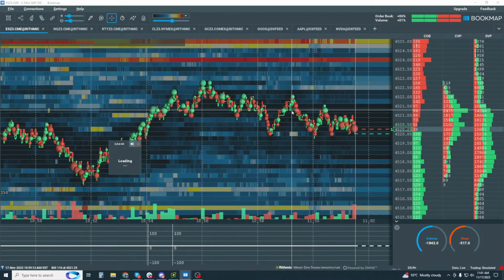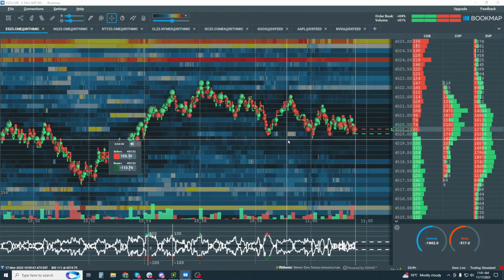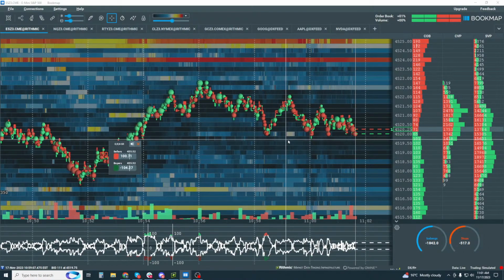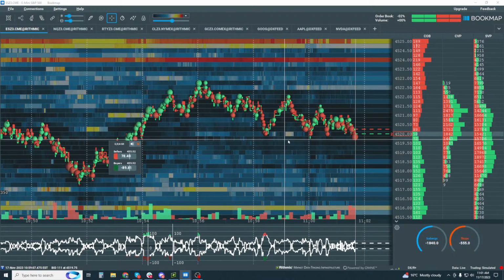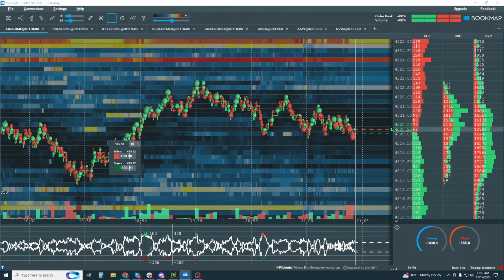Boy, this just looks horrible in here. It could go either way very, very easily. All right, well, we can look at a potential trap again. That's really all we have.